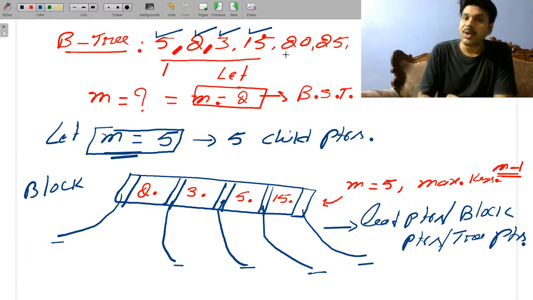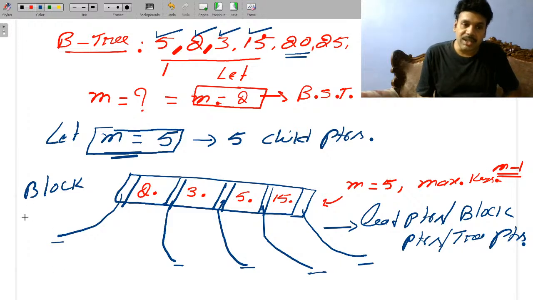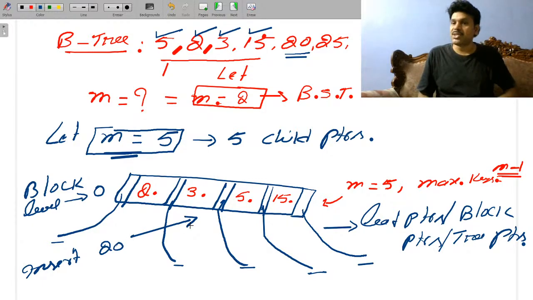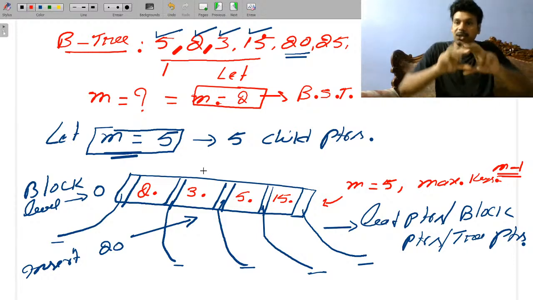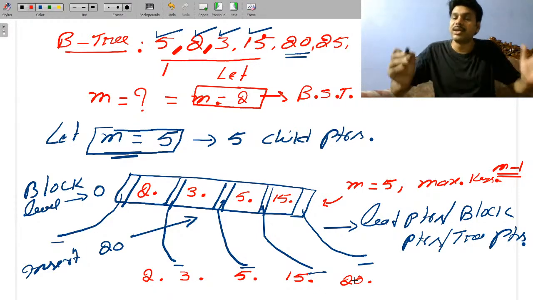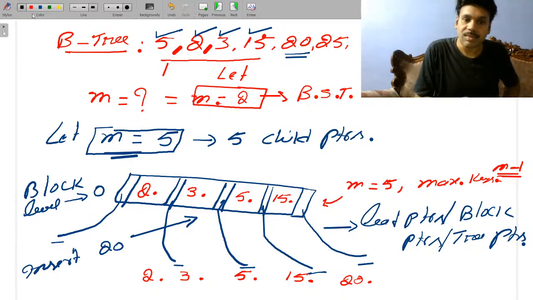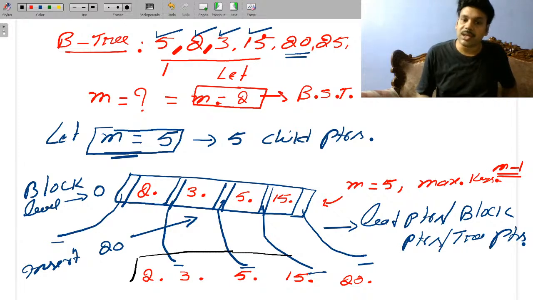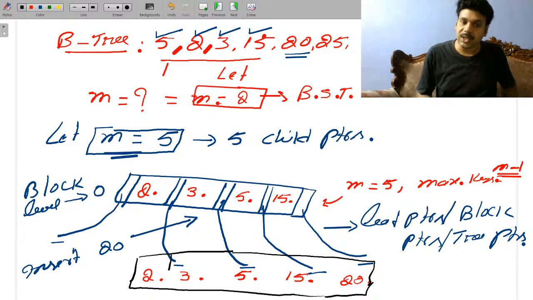Okay friends, now we want to insert 20. This is your level 0 or level 1, whatever it may be. Now if I insert the next element, that is 20, what will happen? Your tree is going to be expanded like this: 2, 3, 5, 15, 20. This is how the tree is expanded, but it is invalid. Why is this invalid? Your maximum child pointers are only 5, and you can keep a maximum of only 4 keys. But here you got 5 keys.